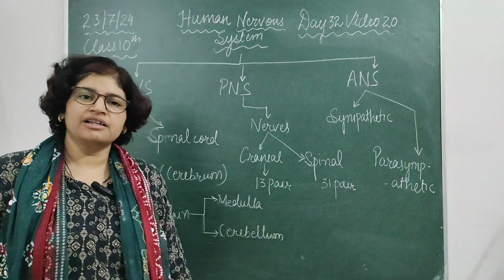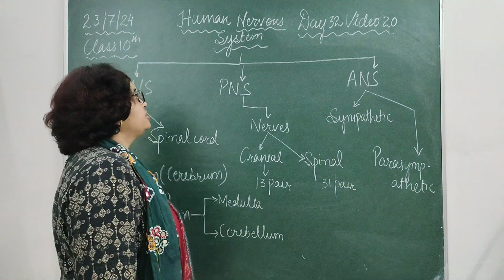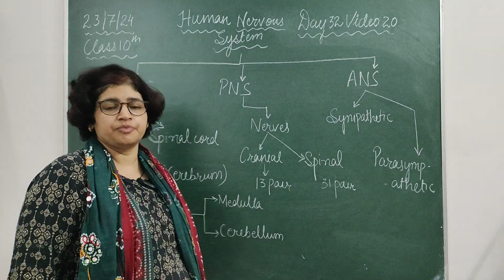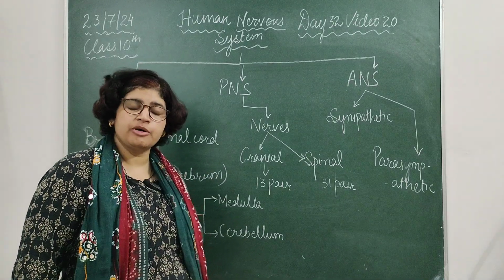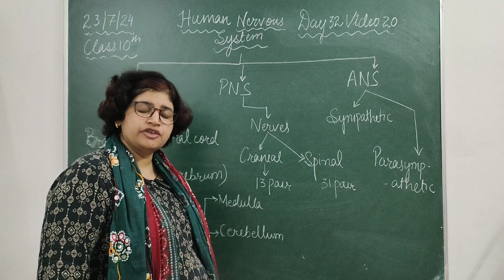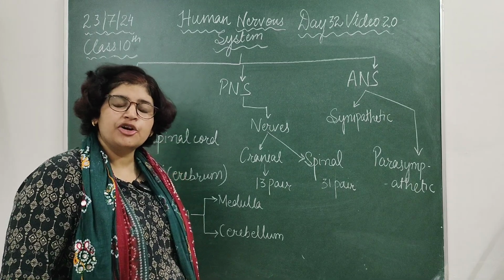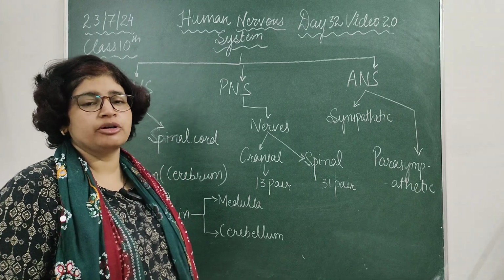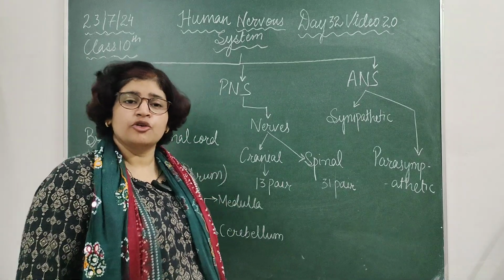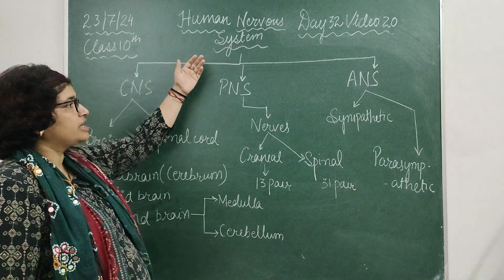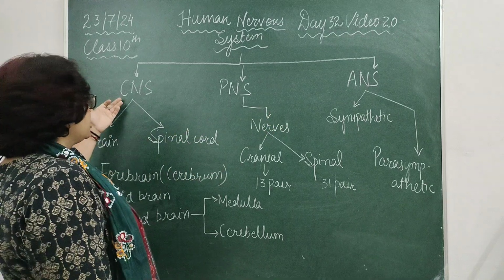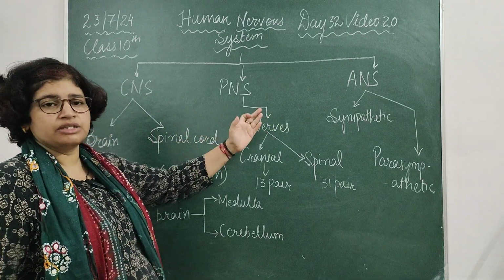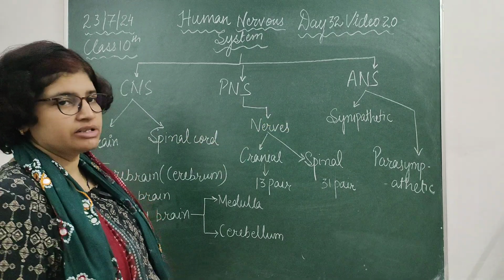Hello dear 10th class. Today we will study our next topic, that is human nervous system. In our previous video we studied about the types of neuron, the sensory, motor and relaying neurons, and also the types of receptors which are present in our sense organs. The human nervous system is basically categorized into three parts: central nervous system, peripheral nervous system and autonomic nervous system.